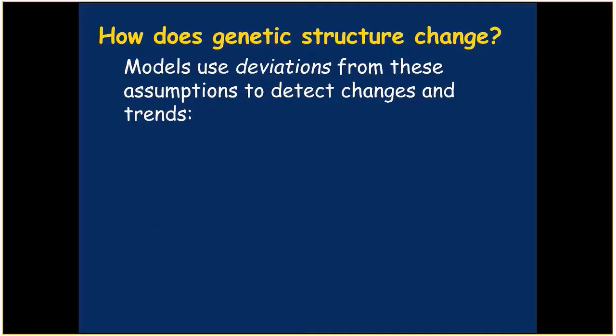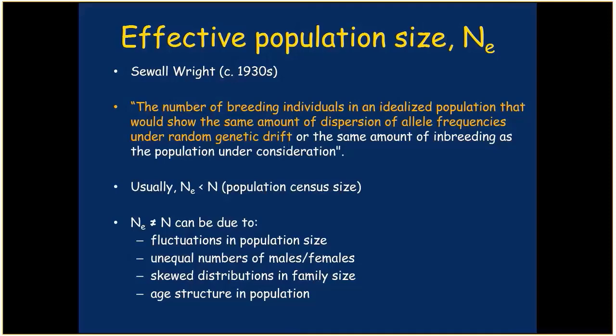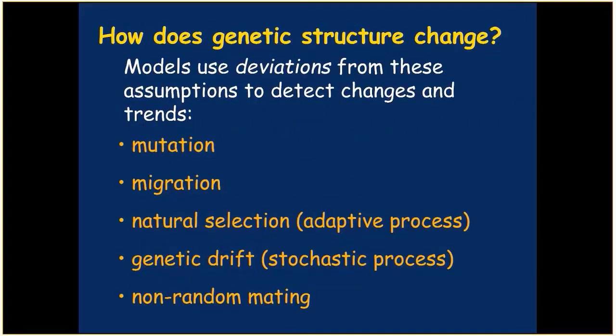So we look at how genetic structure changes over time. Generally, the models we use actually use deviations from some fundamental assumptions to detect changes in trends. So such things as mutation and migration: do animals or fish or plants move, do they disperse? When they disperse, what effect does that have on their underlying genetics? What genes are they taking with them?